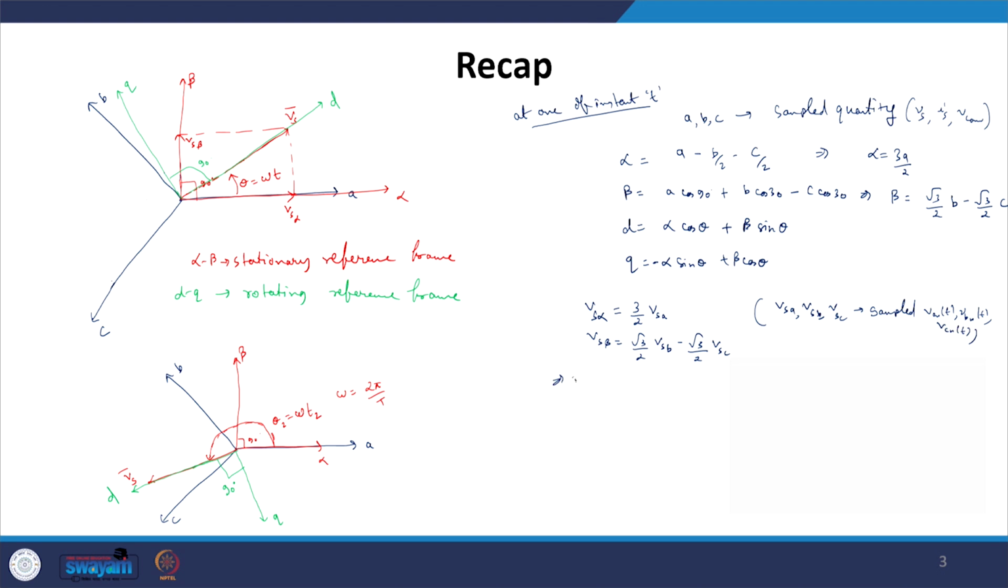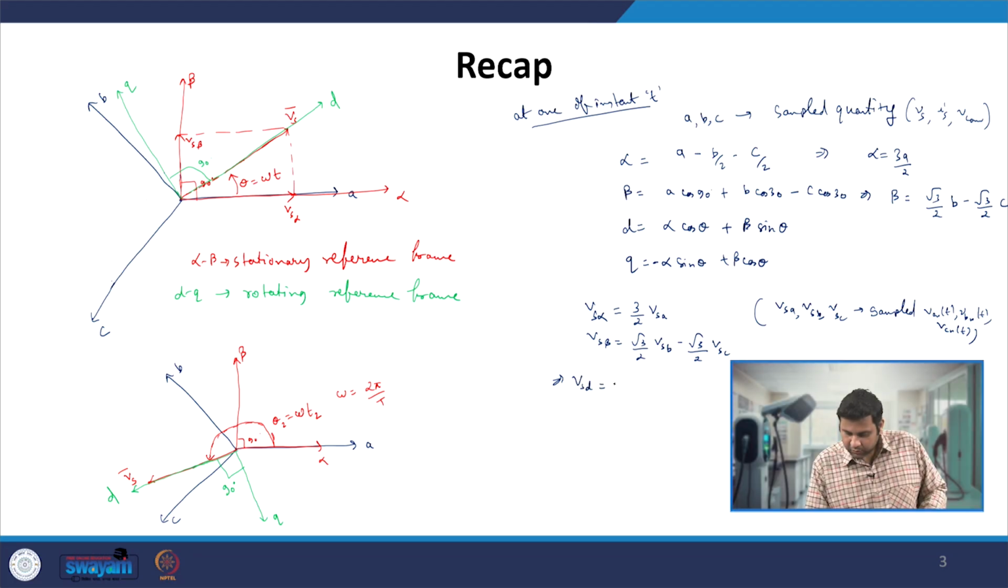Similarly, we can define Vsd to be Vs alpha cos theta plus Vs beta sin theta, and we can define Vsq to be minus Vs alpha sin theta plus Vs beta cos theta.